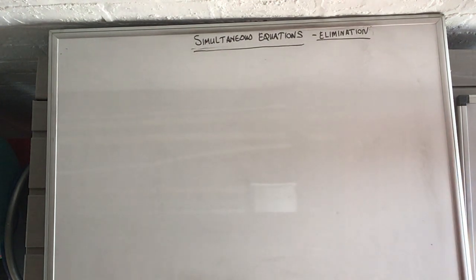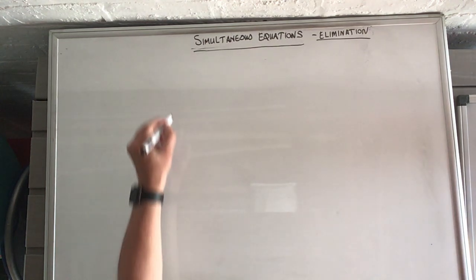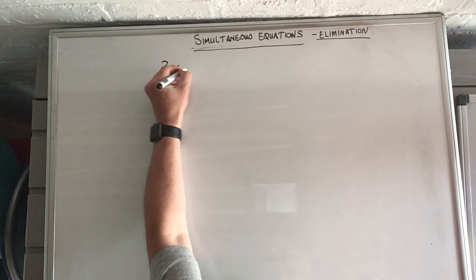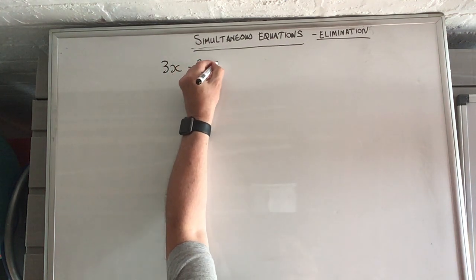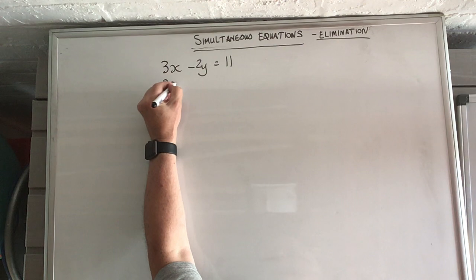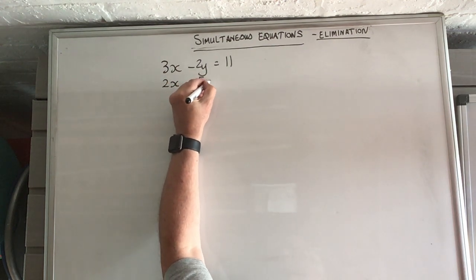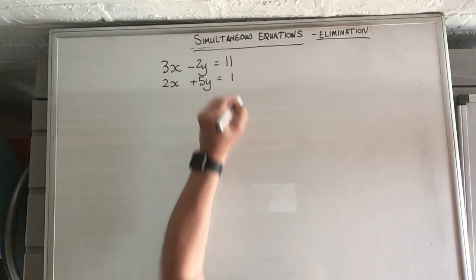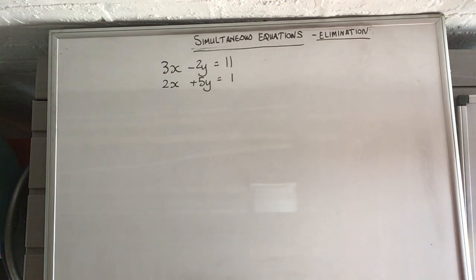You have to know about integer work. I think adding and subtracting integers is really quite important in this method. So let us look at a past paper question on this. We've got 3x minus 2y is equal to 11. That's one of the equations. And 2x plus 5y is equal to 1. And the question essentially says solve algebraically for x and y.